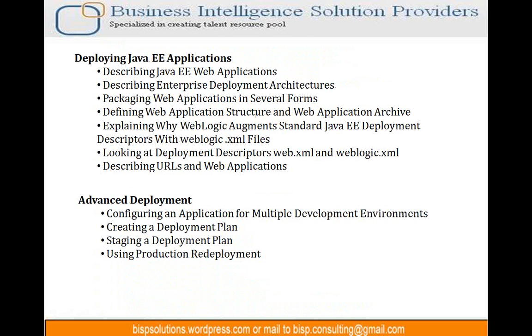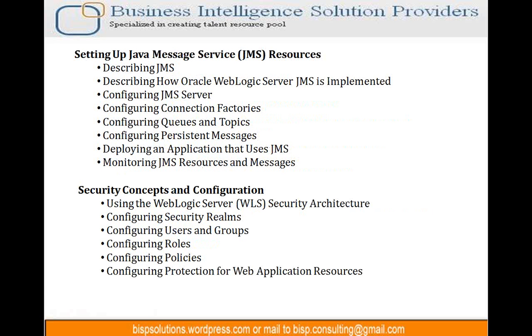And deploying J2EE applications. When you deploy J2EE applications, we'll be seeing the deployment descriptors of particular applications, like weblogic.xml, web.xml and weblogic-application.xml. You will see the descriptors during the training session. Then the advanced deployments, and we will also talk about the clustering feature that we have in any application server, and we will learn how to do clustering in WebLogic servers. And the JMS resources: how we set up JMS resources, and what we do for configuring, deploying and monitoring services.